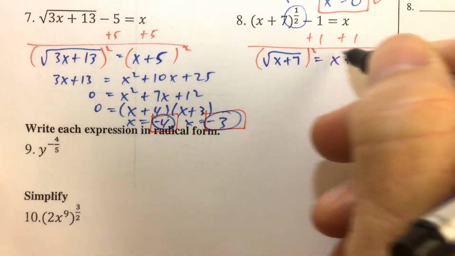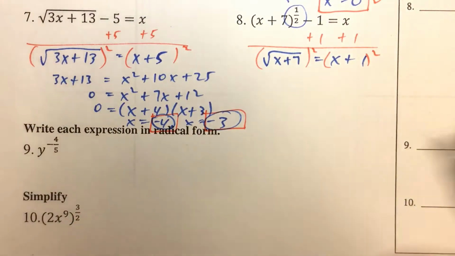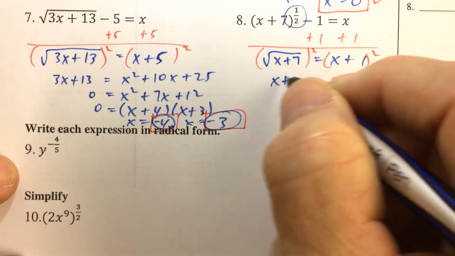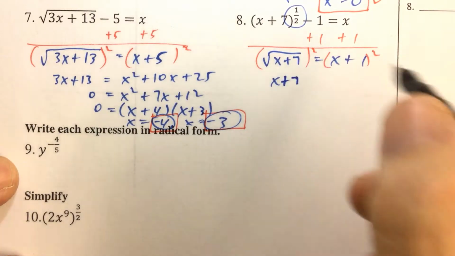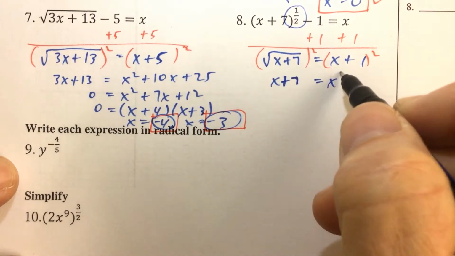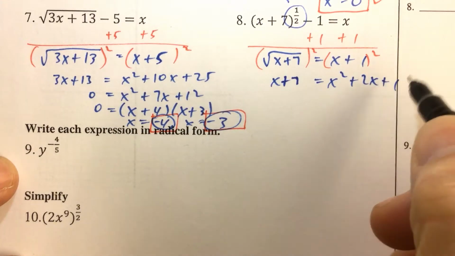So after isolating the radical, we square both sides. The x plus 7 comes out of the radical. Squaring the radical undoes that. And then again, we get x squared plus 2x plus 1.